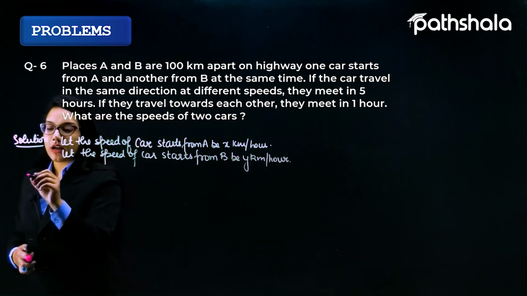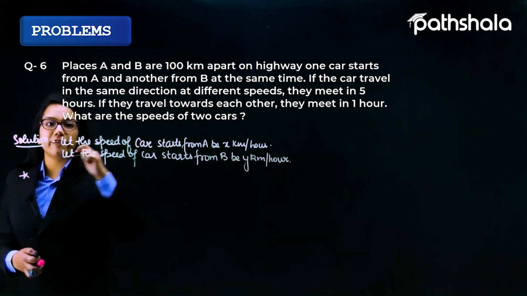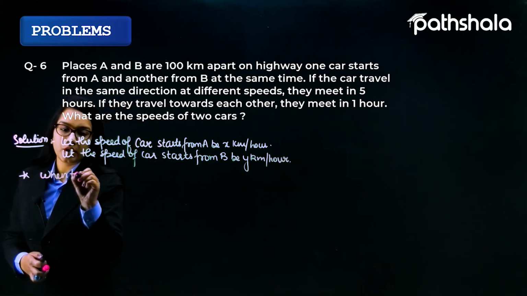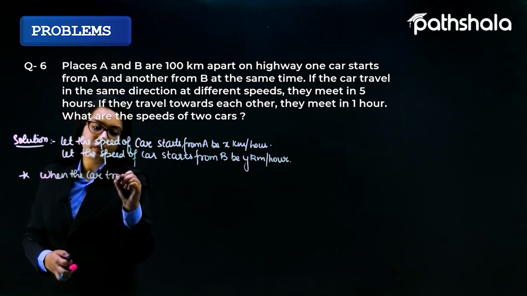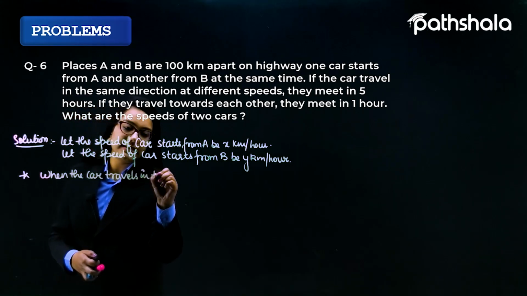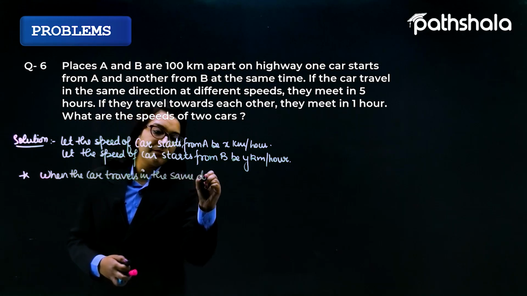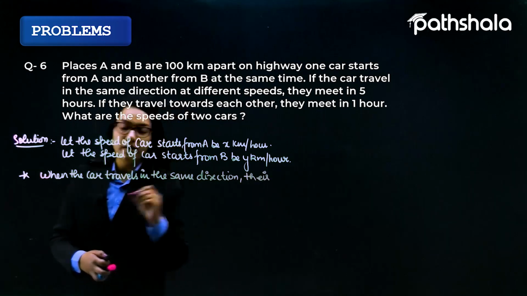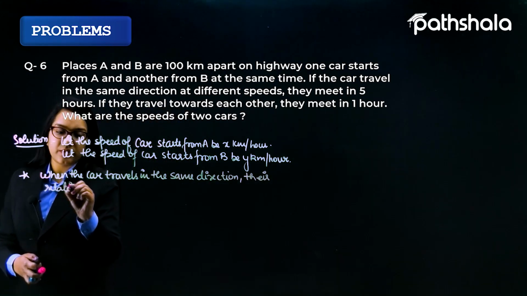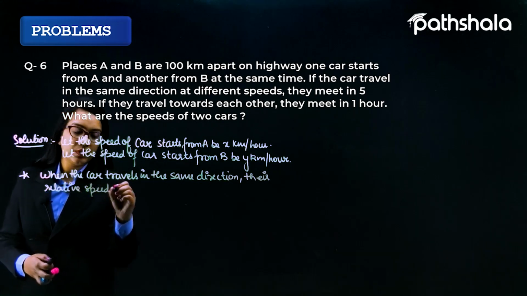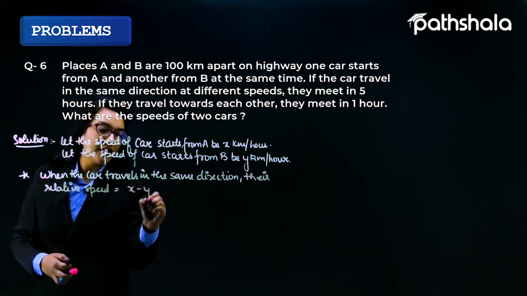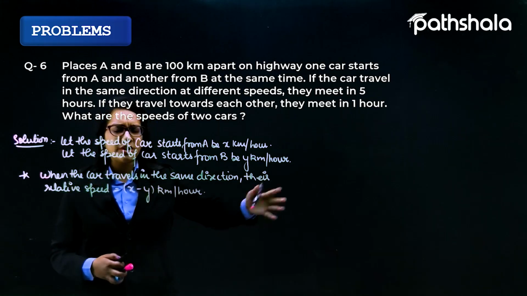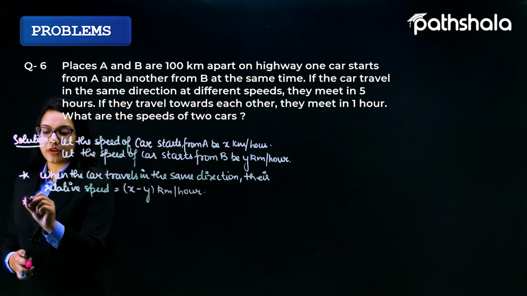So if we are talking about the very first case, when the cars are traveling in the same direction, their relative speed would be x minus y km/h. So if they are moving in the same direction, then their relative speed should be x minus y km/h.